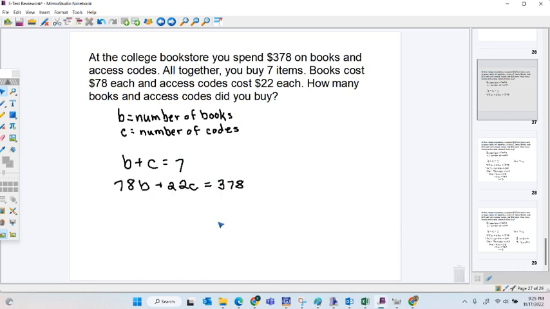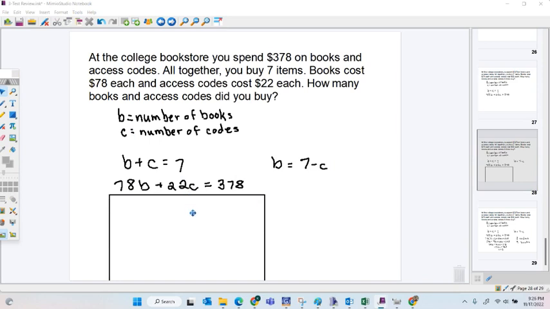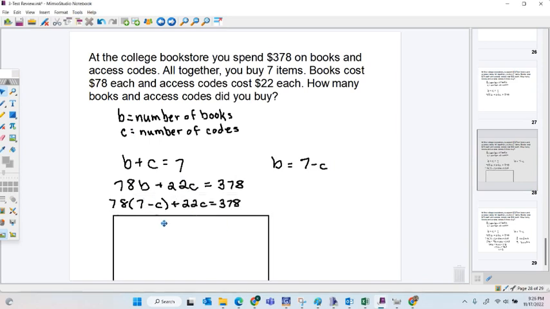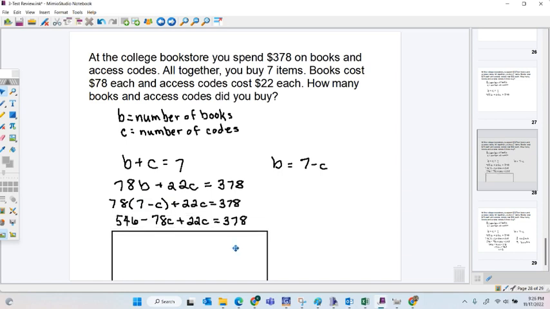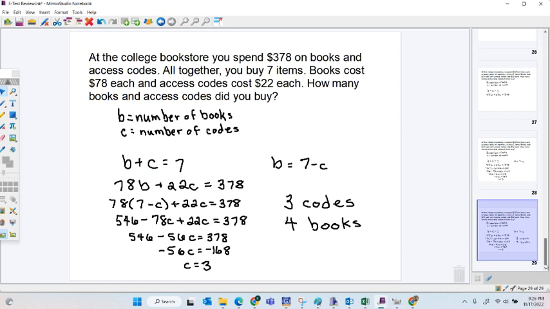Once you have this, you can solve it in any way that you want. You can use substitution, you can use elimination, you can use matrices. Okay, here I chose to solve for B and substitute in just for a way of handling it. So substitute that in, distribute, put together your like terms, subtract from both sides. We got C. C is the number of codes, so if there are 3 codes, you ended up with 4 books. And that's it. That's how that goes.